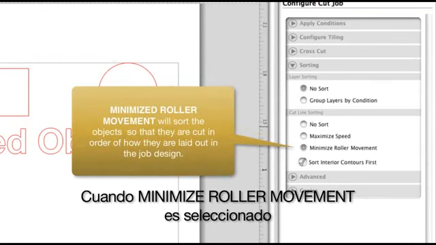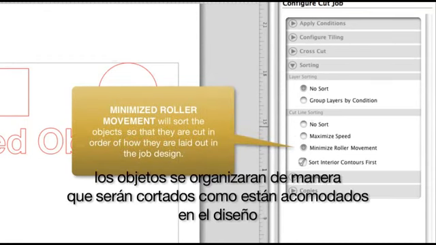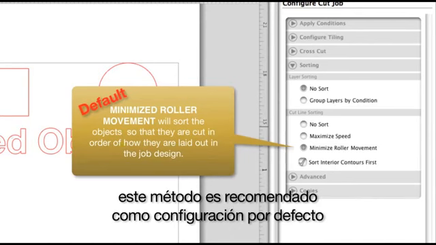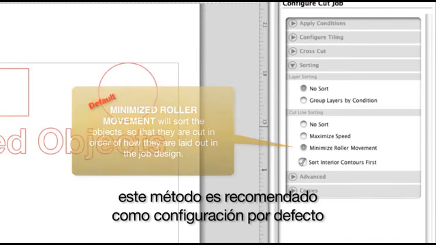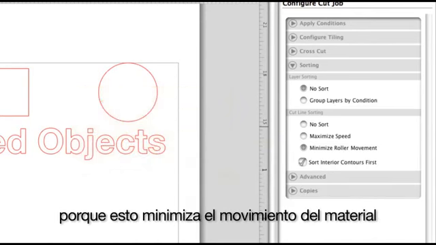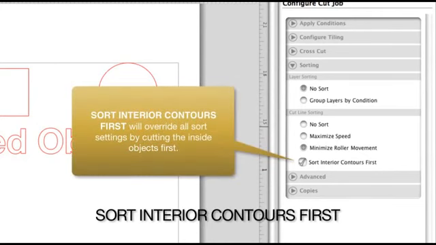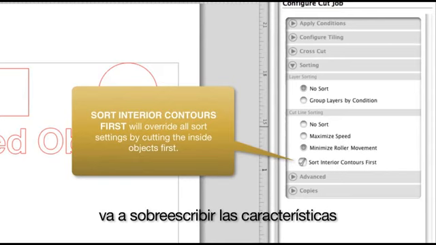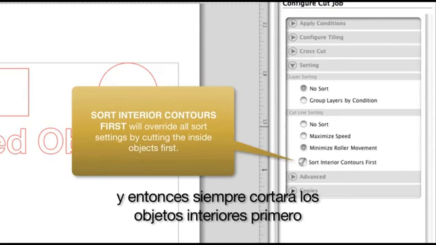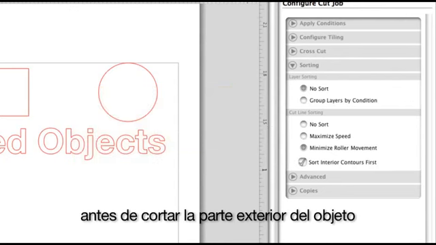When minimize roller movement is selected, the objects are sorted in a way so that they are cut in order of how they are laid out in the job. This method is the recommended default setting because it minimizes movement of the media. Sort interior contours first will somewhat override the above settings in that it will always cut the inner objects first, before cutting the outline of the object.